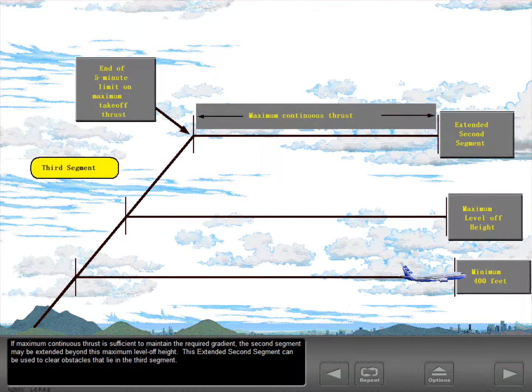If maximum continuous thrust is sufficient to maintain the required gradient, the second segment may be extended beyond this maximum level-off height. This extended second segment can be used to clear obstacles that lie in the third segment.